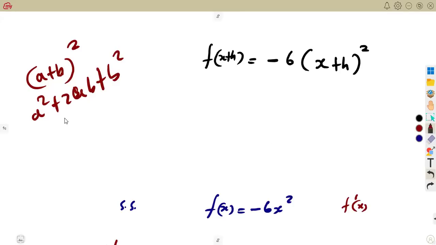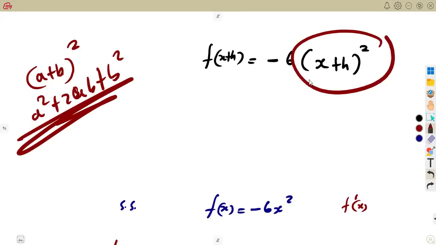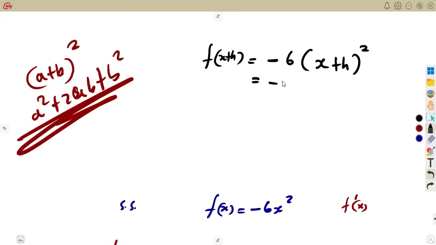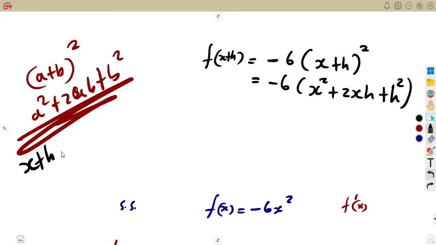Knowing this, is there a difference here? Just because this is x, this is h, it is the same thing. So you can also use the same situation. So you simply know that this was going to be what? x squared plus 2xh, 2ab, plus b squared, which in our case is h squared.